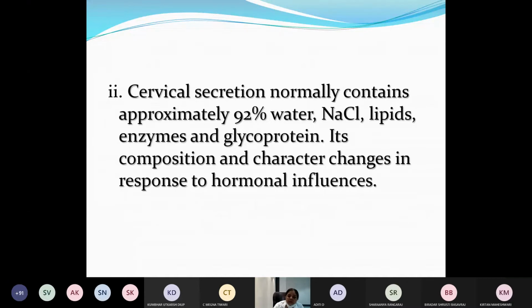Cervical secretion normally contains approximately 92% water, sodium chloride, lipids, enzymes and glycoprotein. Its composition and character change in response to hormonal influences.